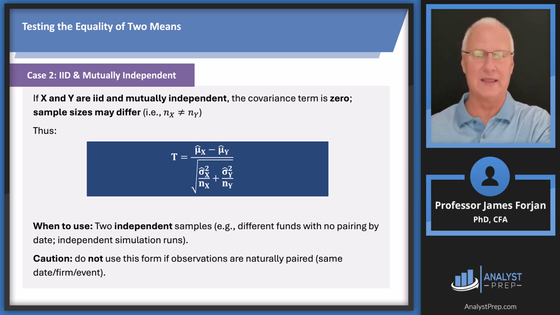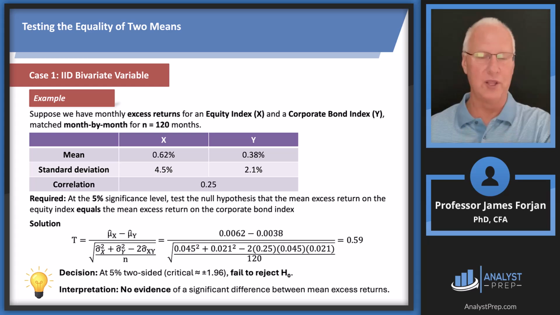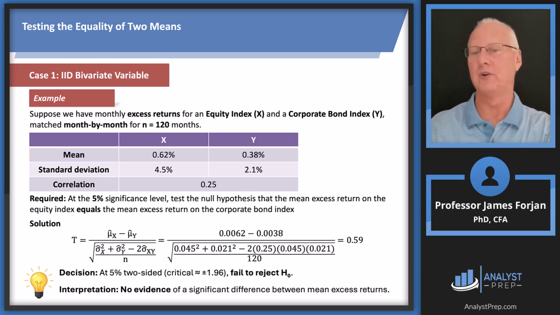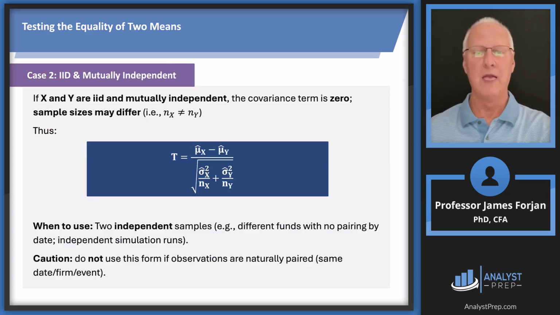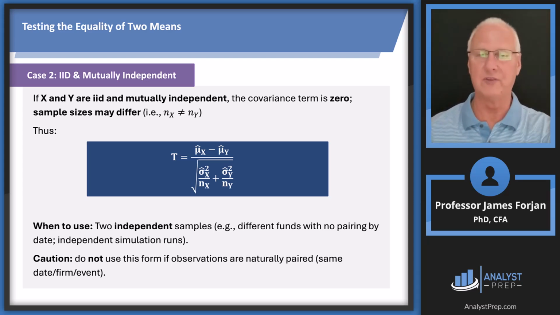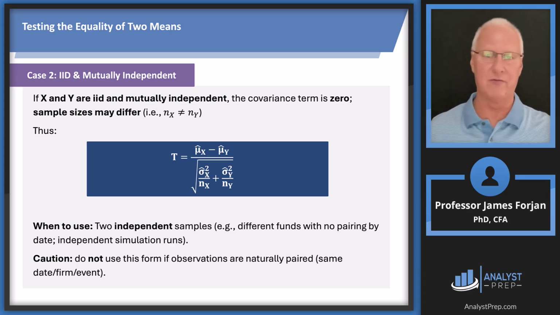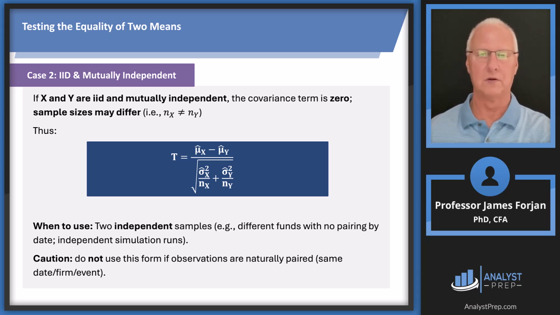So we don't have to subtract anything out because that covariance and correlation coefficient is 0. But now notice back here we had an N of 120 months. We had 120 months for equity. We had 120 months for the bonds. But now if they're independent, we might have 120 months for both of these things, but we might have, what did I say earlier? I can't remember those 2 numbers, 26 and 94. So we're dividing by the specific N for X and the specific N for Y.